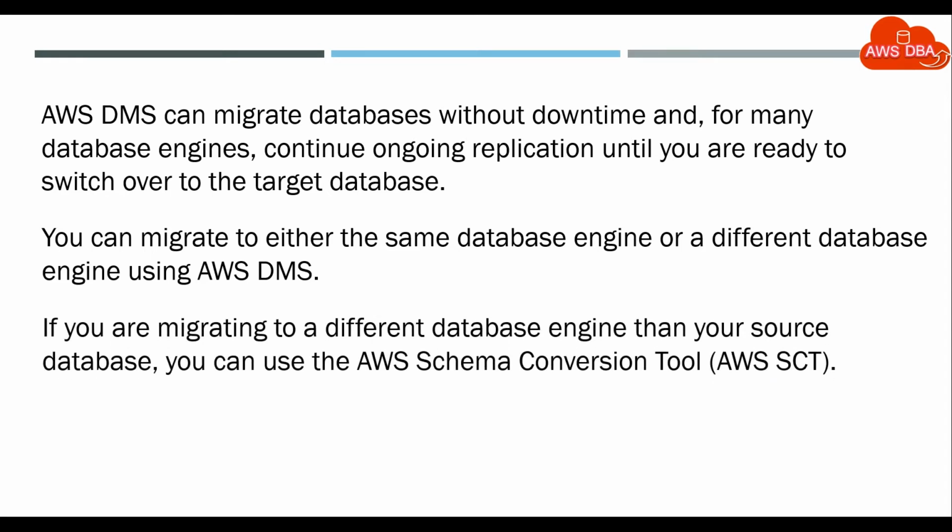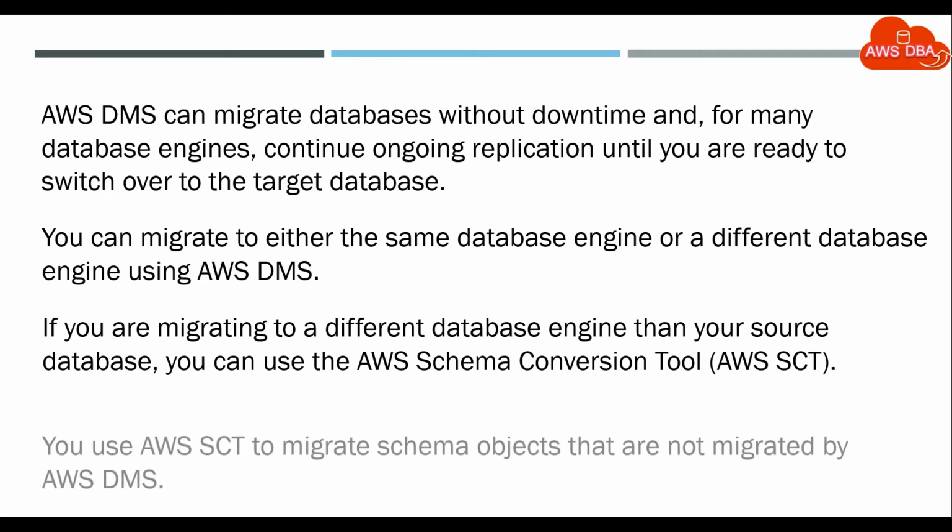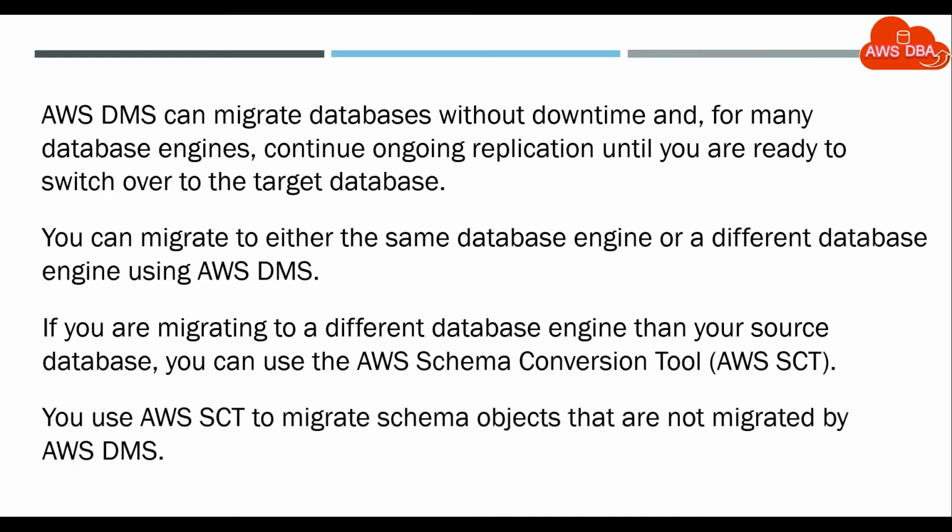If you are migrating to a different database engine than your source database, you can use the AWS Schema Conversion Tool, AWS SCT. You use AWS SCT to migrate schema objects that are not migrated by AWS DMS.